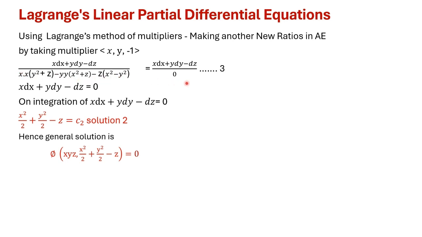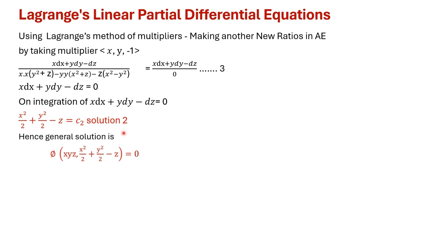When simplifying this, it becomes 0. So whenever we get 0 as a denominator, we get an expression like this: x dx plus y dy minus dz is equal to 0. Now on integrating it, x dx becomes x square by 2, plus y dy becomes y square by 2, minus the integration of dz, which is minus z. And the integration of 0 is a constant, we'll call it C2. So this is the required solution 2.